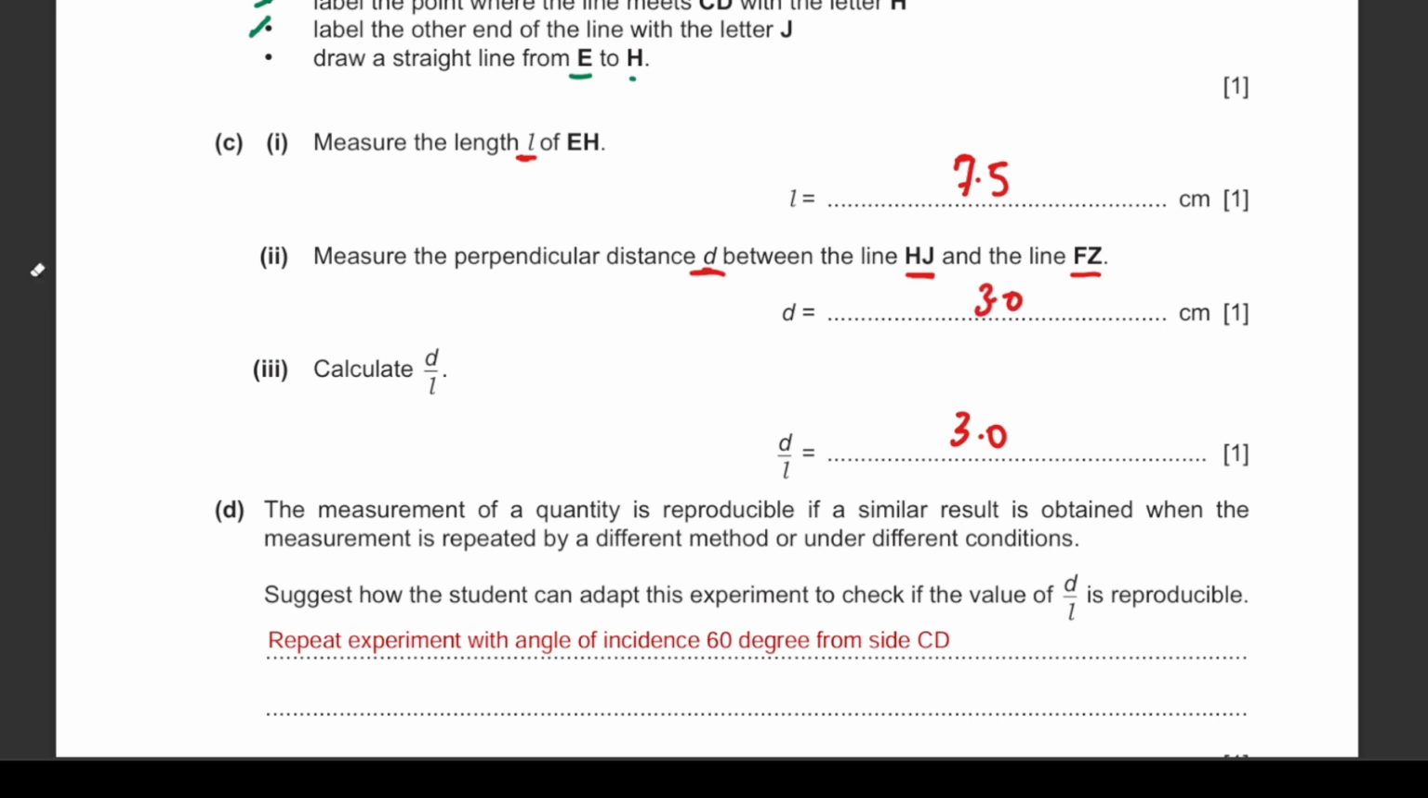Then he wants you to calculate D by L. Again, dividing this with this. So mention the 3.0 divided by 7.5 will give you an answer of 0.4.